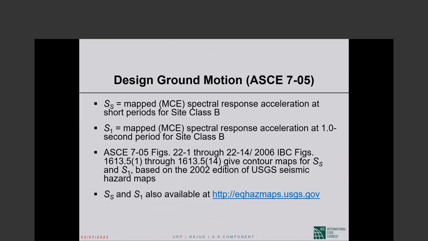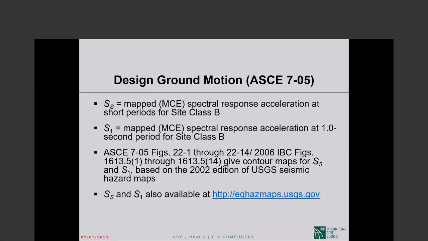Now, the all-important quantities S sub DS and S sub D1 are not given directly anywhere in ASCE 7. What we are given are two related quantities, S sub S and S sub 1. S sub S is related to S sub DS, S sub 1 related to S sub D1. S sub S is the mapped maximum considered earthquake spectral response acceleration at short periods for site class B. Quite a mouthful is said here, and this is all important.